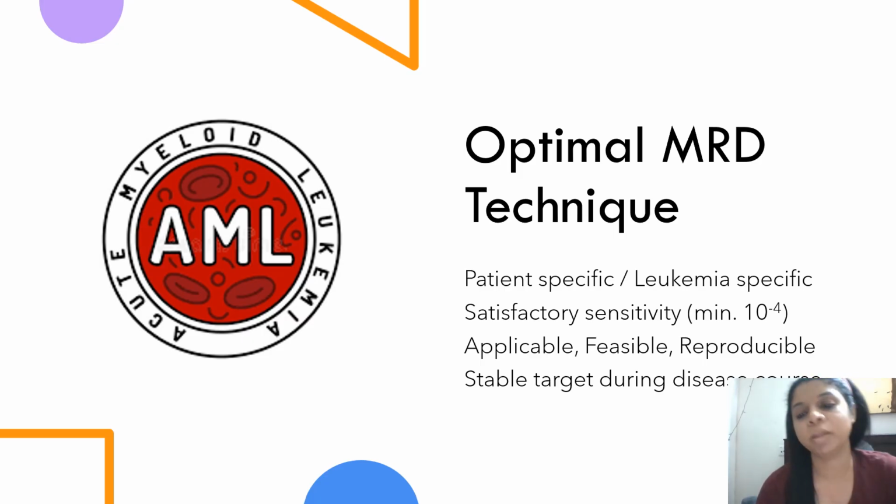Then it should be applicable. Applicable means the test should be usable for the majority of patients. It should be feasible, meaning how time consuming it is and how much labor and expertise is required. Reproducibility can be intra-laboratory or inter-laboratory: once you do the test and repeat it in the same lab, you should get similar results, and if you do it in another laboratory, you should also get similar results.